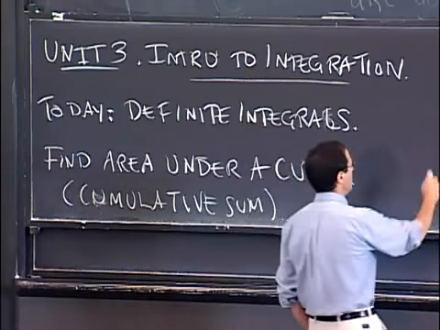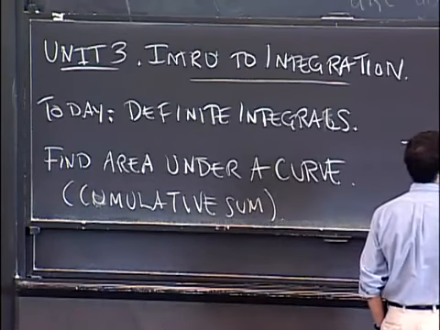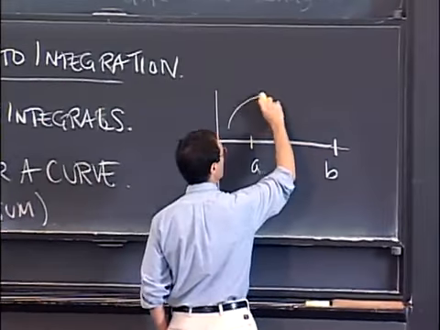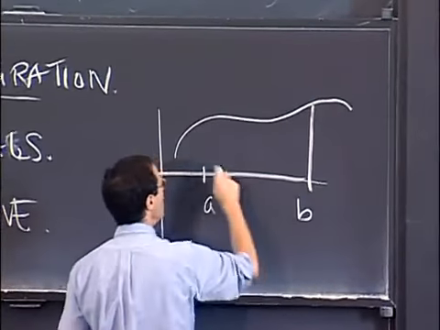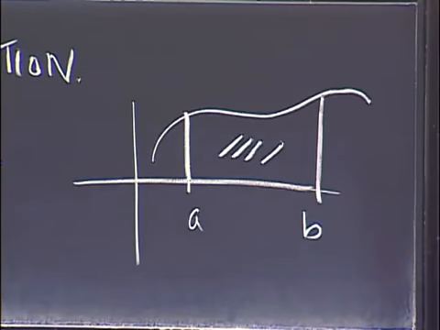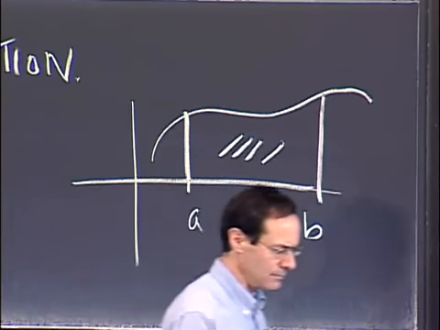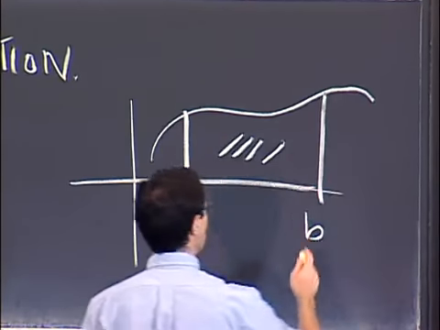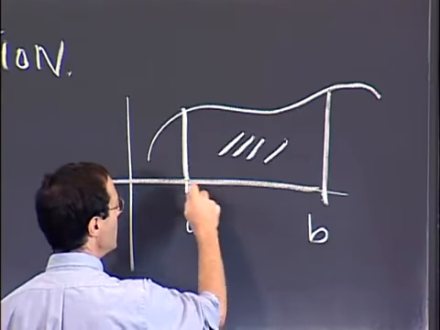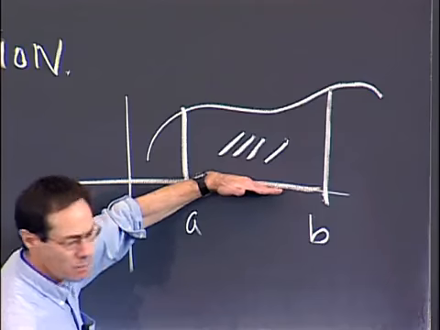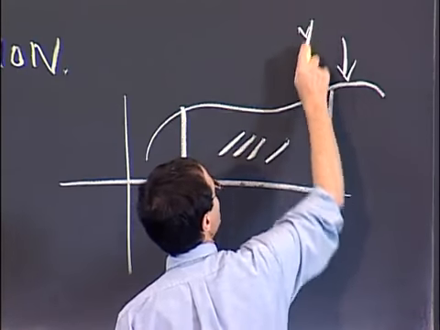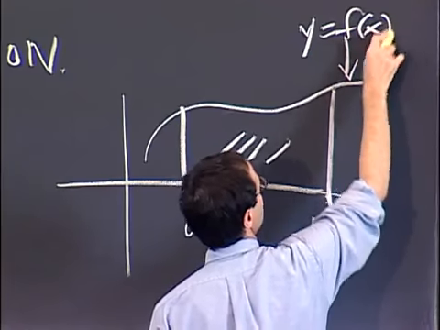Now, so let's draw a picture here. I'll start at a place A and end at a place B, and I have some curve here. And what I have in mind is to find this area here. And, of course, in order to do that, I need more information than just where we start and where we end. I also need the bottom and the top. By convention, the bottom is the x-axis, and the top is the curve that we've specified, which is y equals f of x.